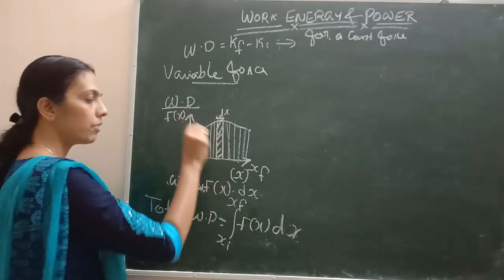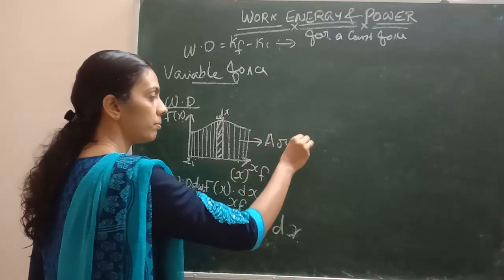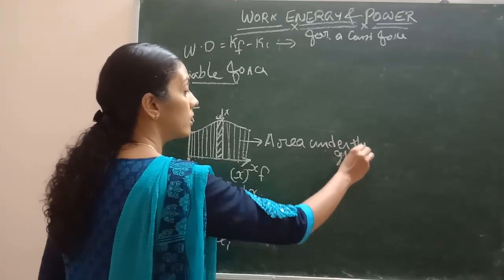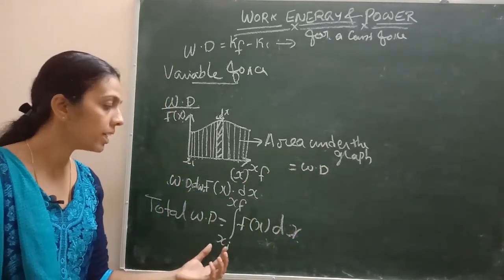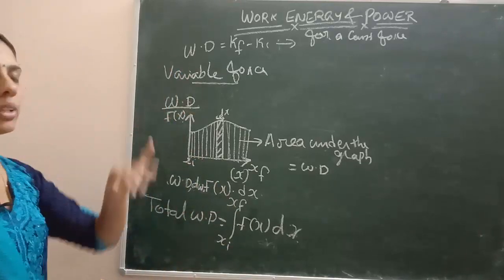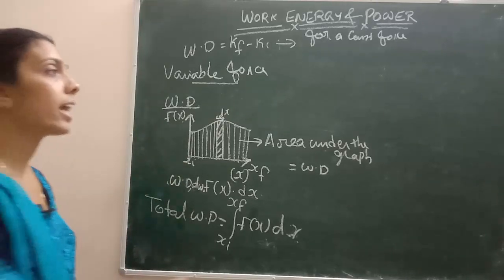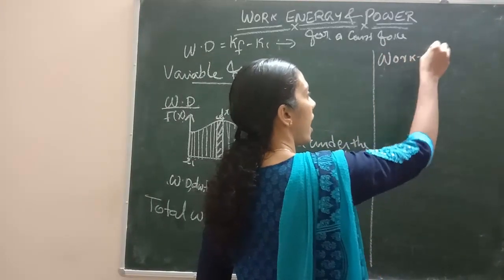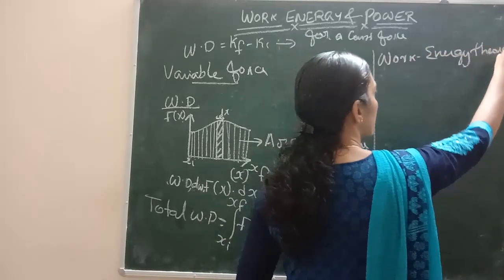Or graphically, how can we find out the work done? The area under the graph will give you the work done. So total work done will be equal to the integral from xi to xf of F(x) dx. This is the work done for a variable force. Now, if we have the work done, we can find out the work energy theorem for a variable force. So next is the work energy theorem for a variable force.